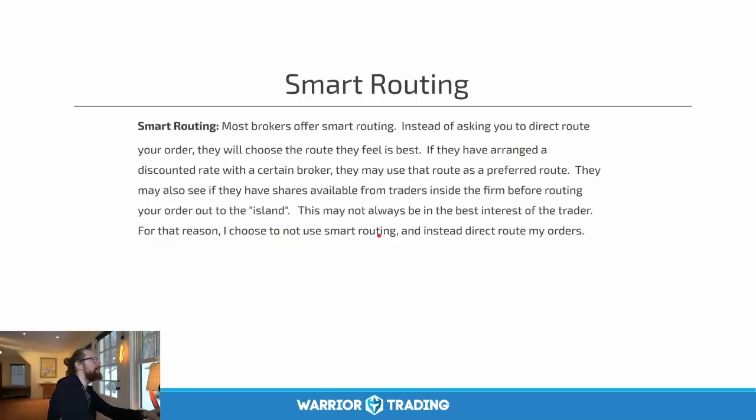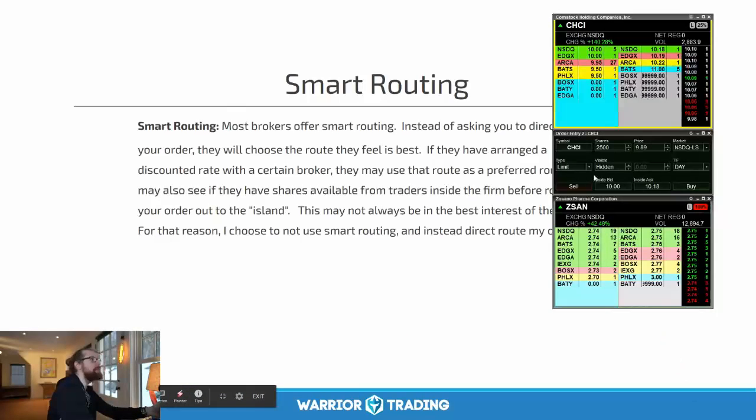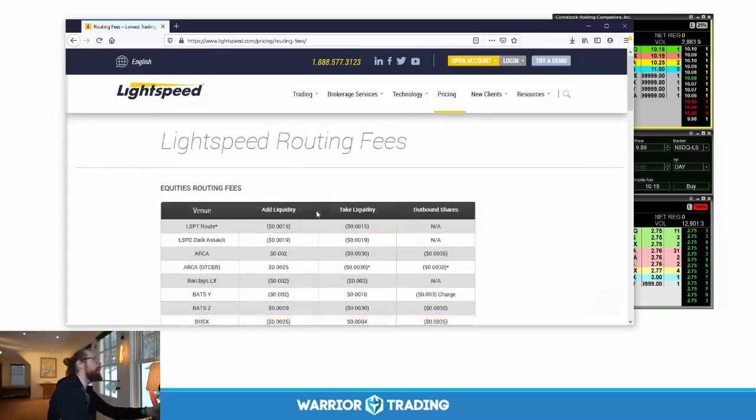And I think I've already talked enough about smart routing here that you understand why I'm not a fan of it. Even Lightspeed has smart routing, and Lightspeed smart routing is cheaper. The fee on LSPT, which is their smart route, is half the price of NASDAQ.